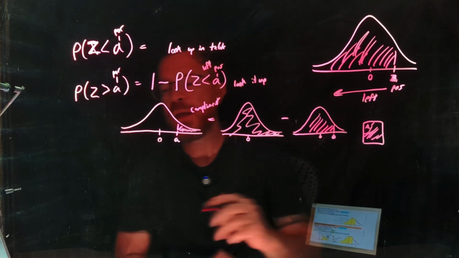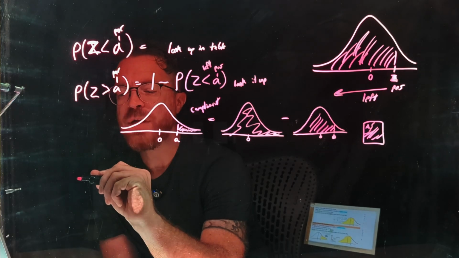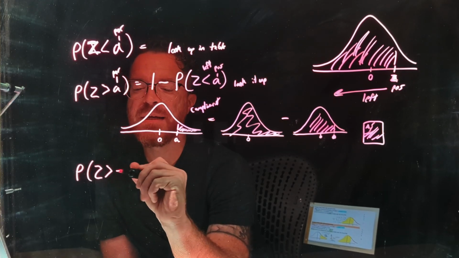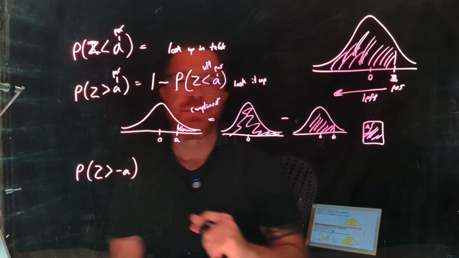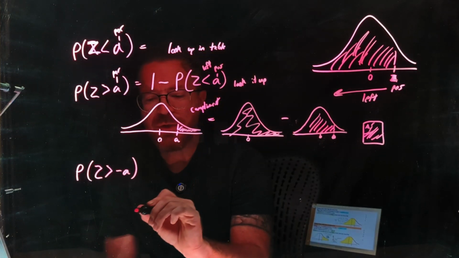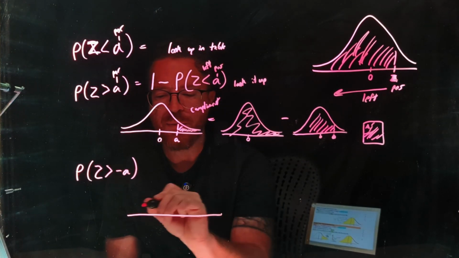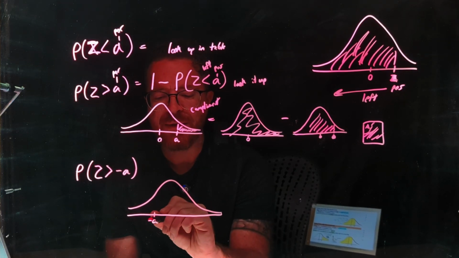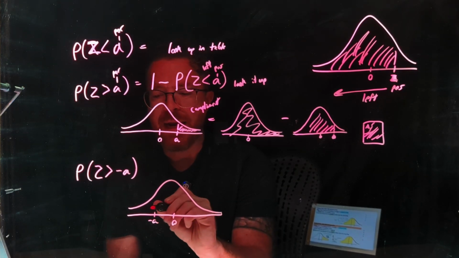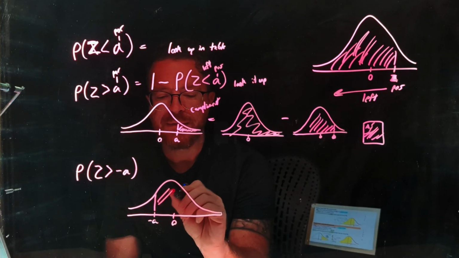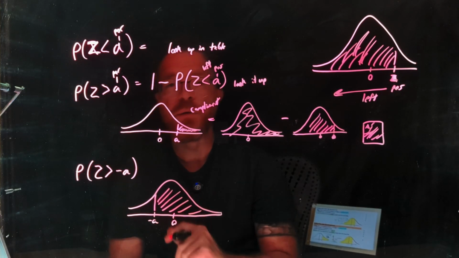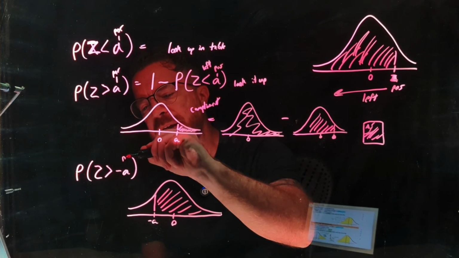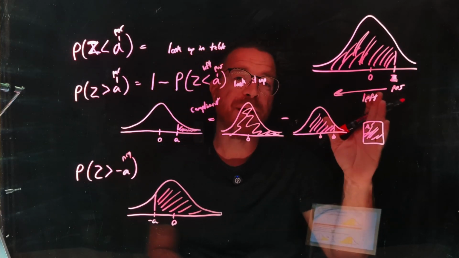The next case is, what if we have the probability that z is greater than a negative a value? So if I were to draw this normal distribution, this would be a standard normal, where I have a negative a value, and I'm looking at everything to the right. Well, first things first, we look at, is our a positive or negative? Well, here it's negative, and we said that it needed to be positive.